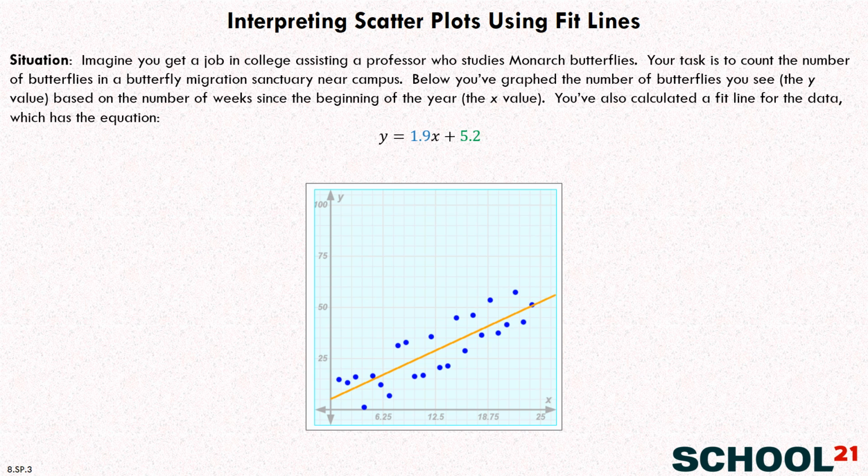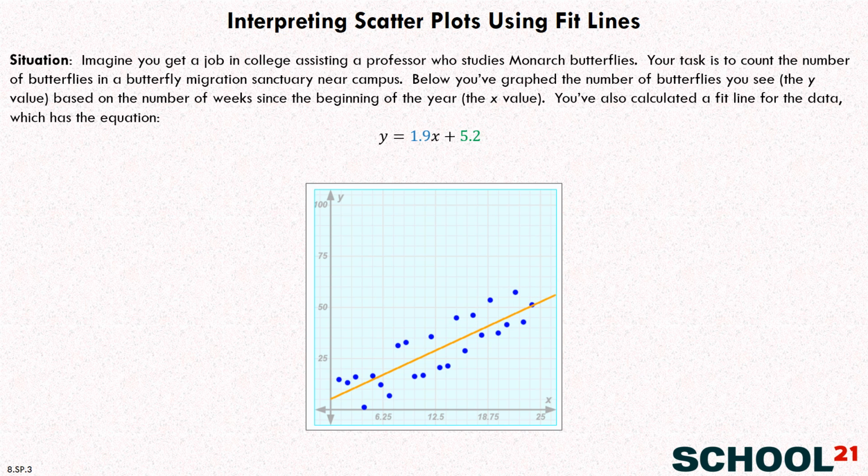Below, you've graphed the number of butterflies you see, the Y value. So this is the number of butterflies you see, based on the number of weeks since the beginning of the year, the X value. Okay, so here in week 1, it looks like there were about 15 butterflies, and in week 2, there were this many butterflies, and you get the idea. You can see how many butterflies there were each week. You graphed it in the graph.